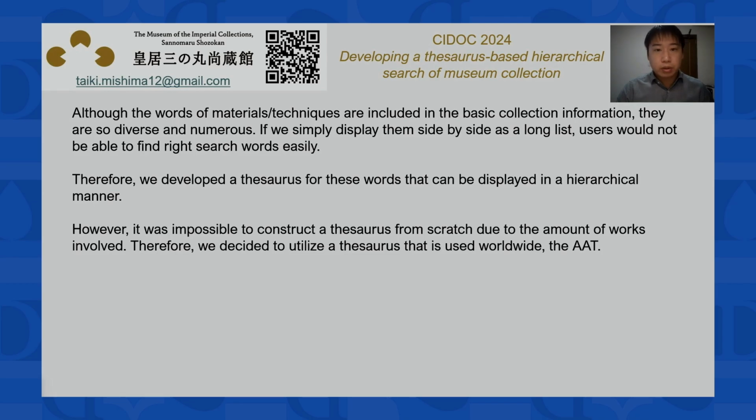Although the words of materials or techniques are included in the basic collection information, they are so diverse and numerous. If we simply display them side by side as a long list, users would not be able to find the right search words easily. Therefore, we developed a thesaurus for these words that can be displayed in a hierarchical manner. However, it was impossible to construct a thesaurus from scratch due to the amount of work involved. Therefore, we decided to utilize a thesaurus that is used worldwide, the AAT.